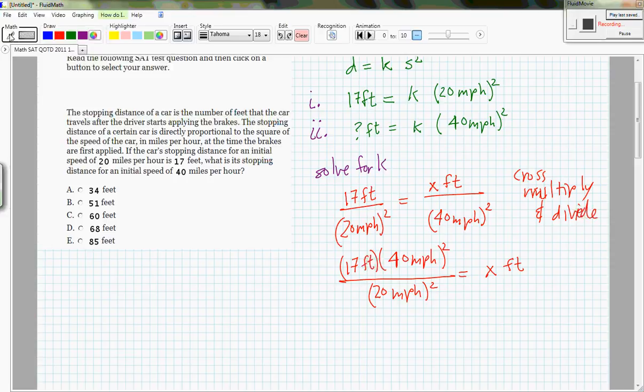So what's that in math? Let's do it here. So 17 times 40 squared all over 20 squared equals 68. 68 feet. The answer is D, 68 feet.